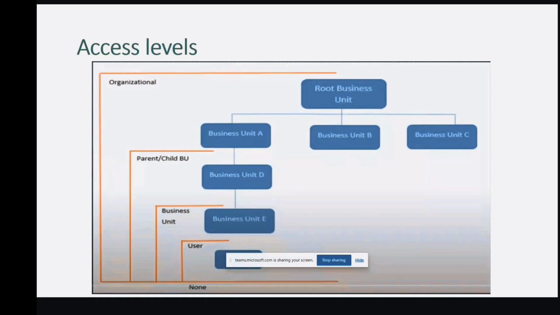You can see here, for example, any user under business unit D can also access his subordinate BU records. Whoever has business unit D level access can access business unit E level access, user level access, all of it. The highest level in the security role is organization level. You can see this is the root business unit, it starts here. Whoever has organization level access will be able to access all the records in the system.